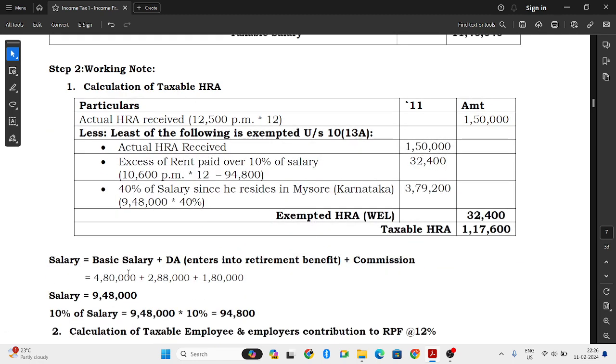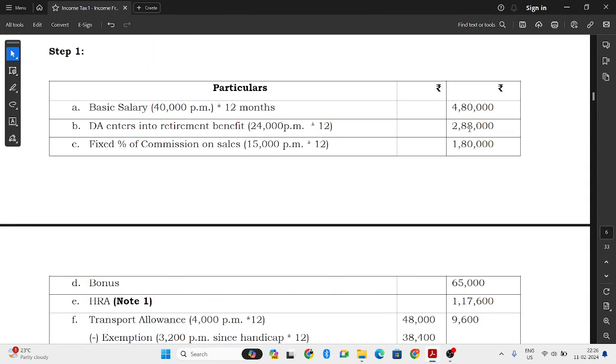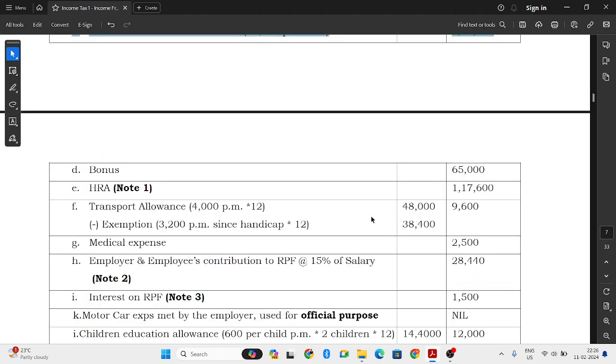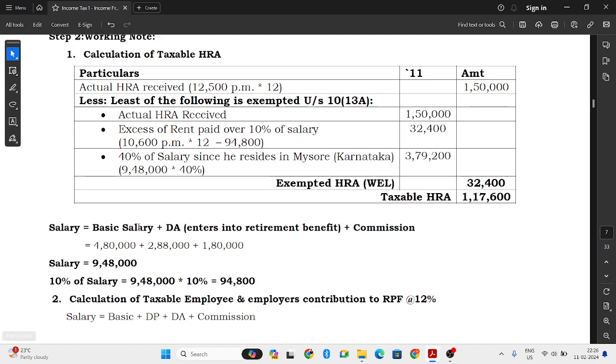So for this purpose we have to calculate salary. So basic salary is 4,80,000, DA which enters into retirement benefits is 2,88,000, plus fixed percentage of commission is 1,80,000. So all these three I need to add. I will get a total salary, that is 9,48,000. I need to take 10% of that, which is 94,800.